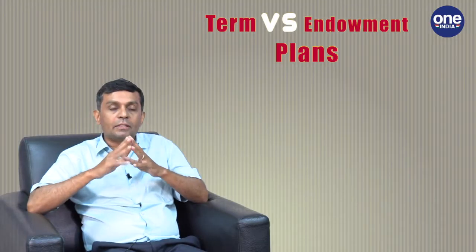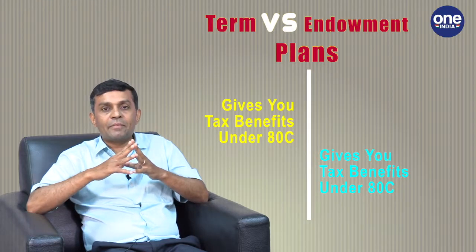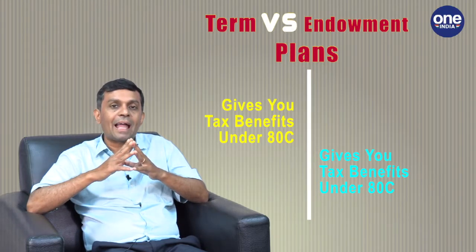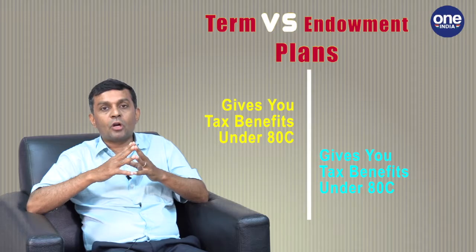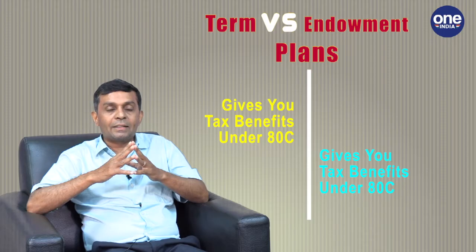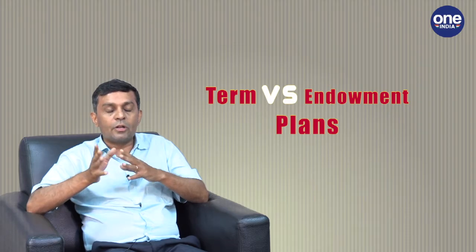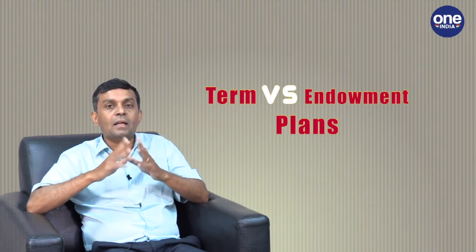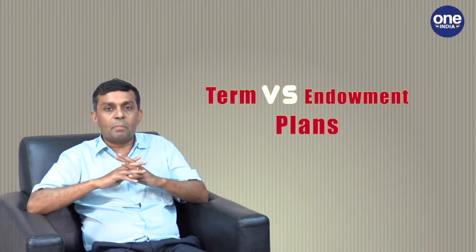Both a term insurance plan and an endowment policy give you tax benefits under section 80C of the Income Tax Act. What this means is that if you invest up to 1.5 lakh, the amount is deductible from your total income for determining your tax liability. So you can avail section 80C benefits for both the endowment policy as well as the term insurance plan. As suggested, we strongly recommend that you stick to a term insurance plan, because that's always a better proposition.